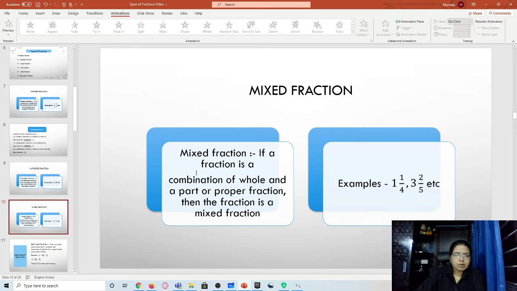Now mixed fraction. What is a mixed fraction? A mixed fraction is a combination of a whole number and a proper fraction. If the fraction is a combination of a whole and a proper fraction, then the fraction is said to be a mixed fraction. For example, 1 and 1 divided by 4. Here 1 is the whole and 1 divided by 4 is a proper fraction. So 1 and 1 divided by 4 is a mixed fraction. 3 and 2 divided by 5. Here 3 is the whole number and 2 divided by 5 is a proper fraction. So 3 and 2 divided by 5 is a mixed fraction.